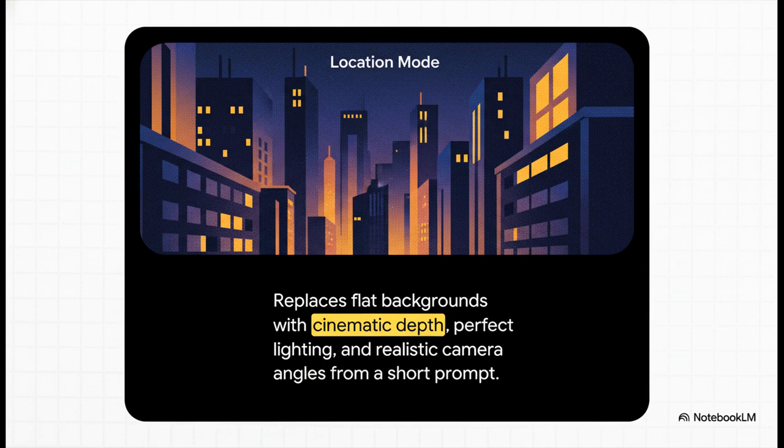By entering just a very short description, location mode gives you real cinematic depth, perfect lighting, like super realistic night lighting, and true camera angles. Establishing a strong, standalone location like this gives your final video a vastly better foundation to build upon, rather than trying to force the AI to dream up the background and the characters simultaneously.